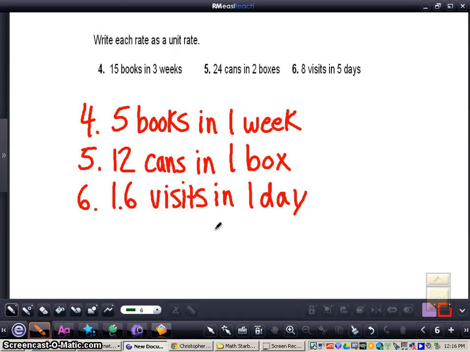Now it's important to understand with unit rates that you will not always come out with a whole number, because you're thinking, well, how can I have 1.6 visits? How can I have not a whole visit? But remember, it's a unit rate. You're just trying to find the average per day or per unit that you're trying to figure out.